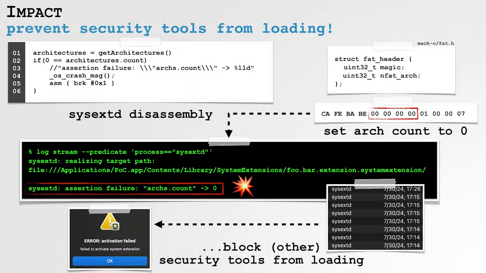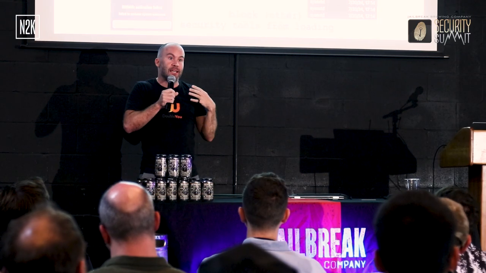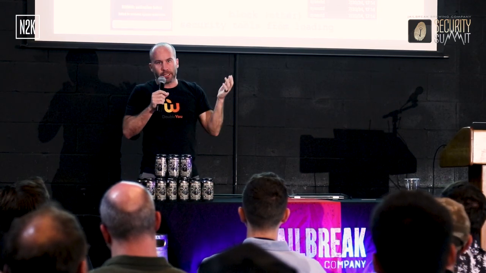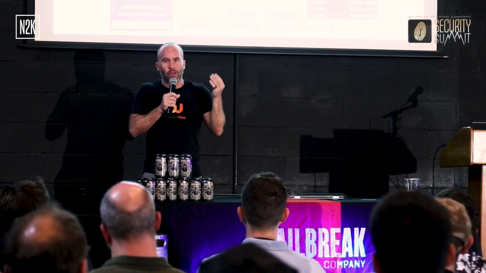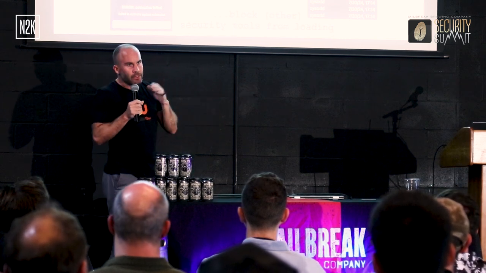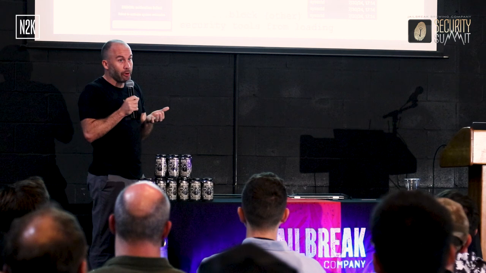And I found an interesting one where it basically checked the number of architectures in the system extension that was being loaded. A little more backstory on macOS: you can have what are known as universal or fat binaries. These are binaries that have multiple architectures, one, for example, for Intel and one for ARM. This means you can have the same binary that runs on multiple architectures. At runtime, the loader selects the right one. Super useful feature of the operating system.